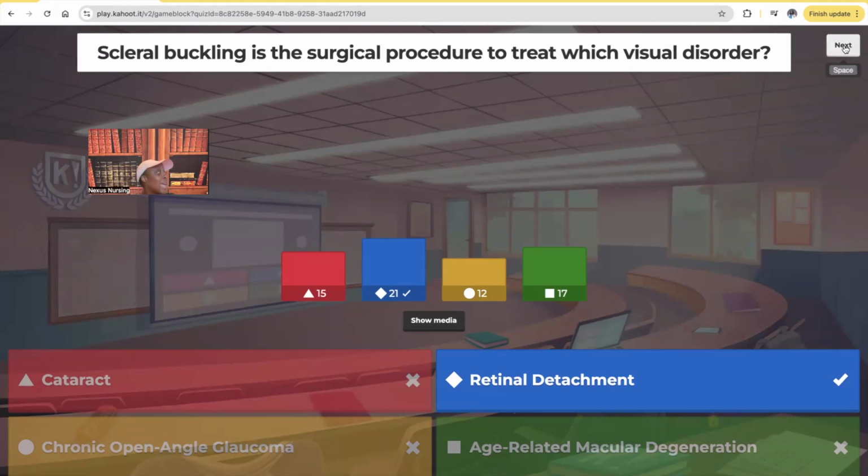Okay, yes, photodynamic is right. Thank you. You guys are my fact checkers.